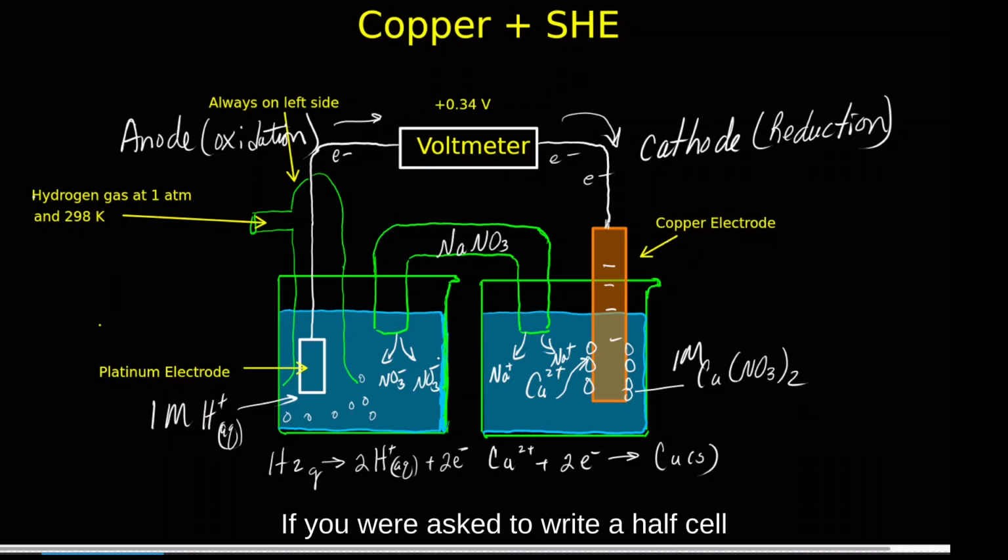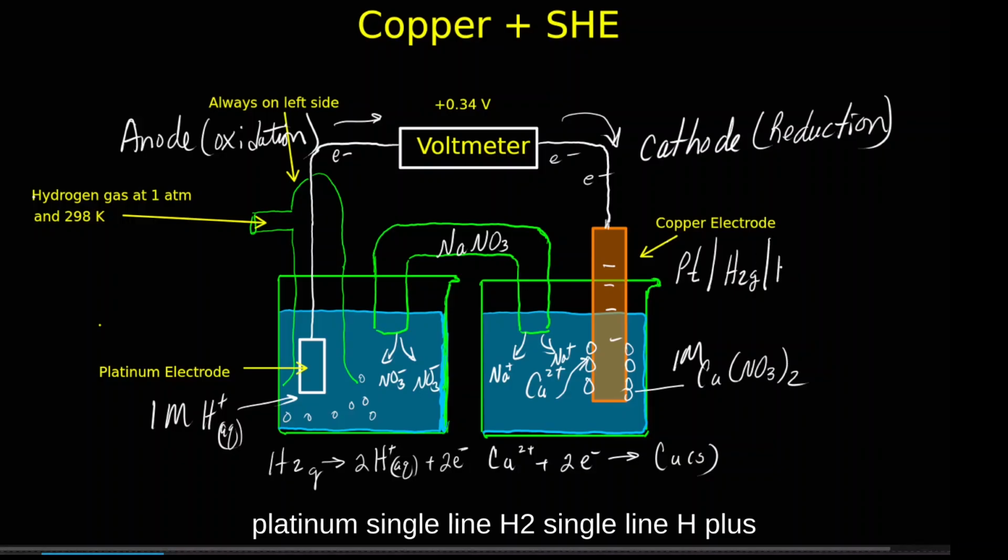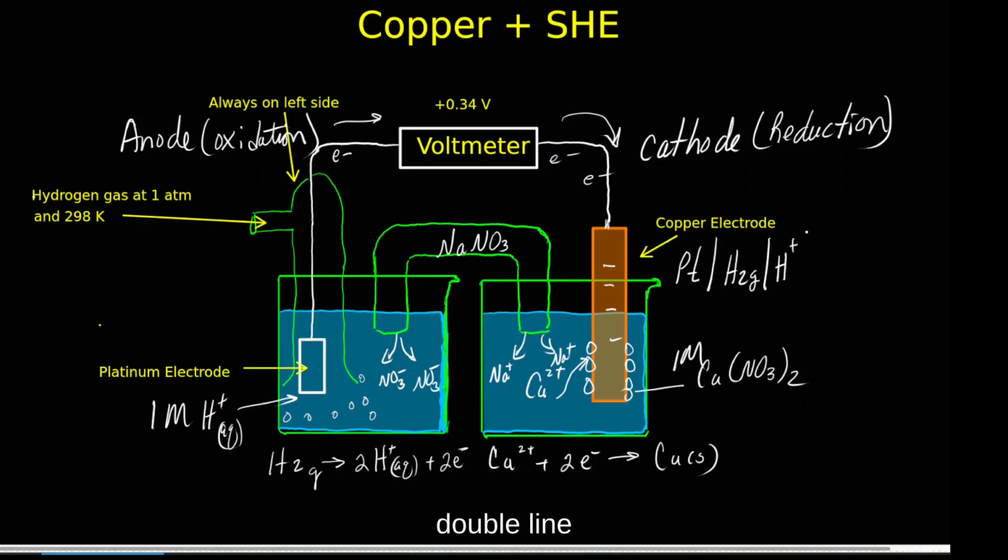If you were asked to write a line notation for this, the line notation will be platinum, single line, H2, single line, H plus, double line, Cu2 plus, single line, Cu solid.